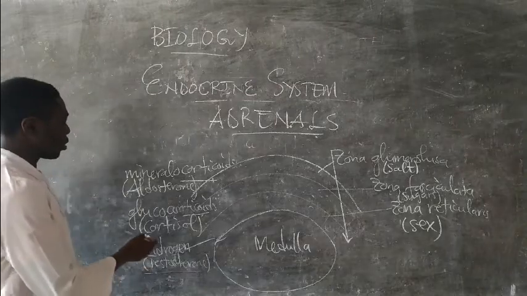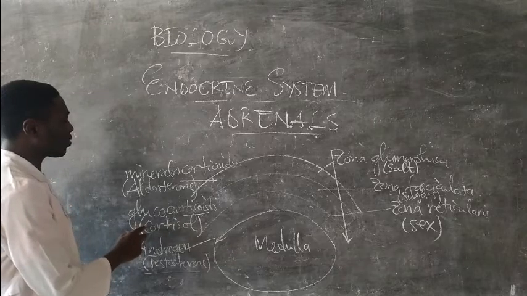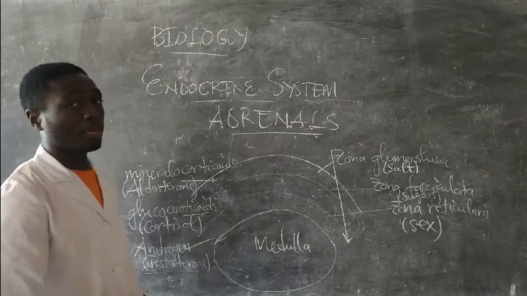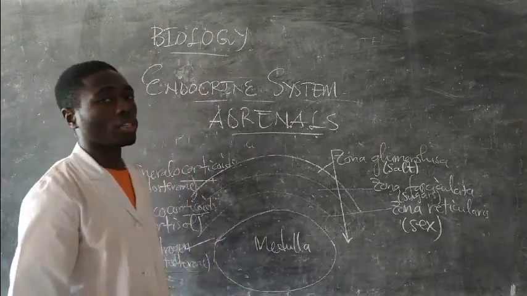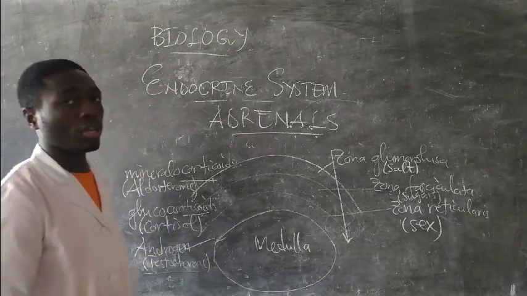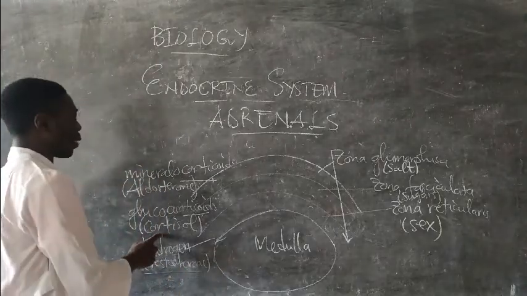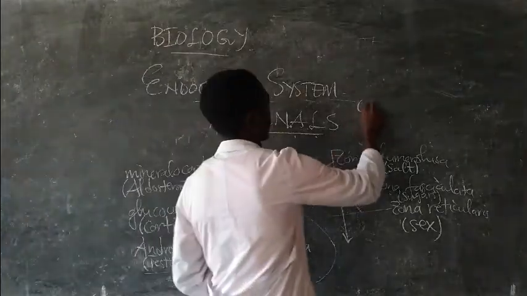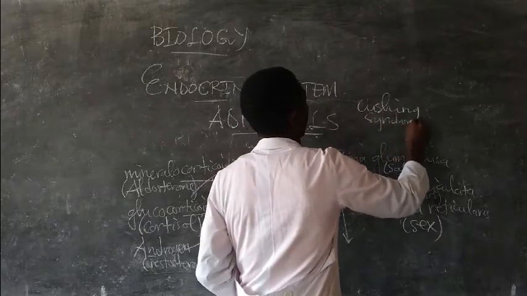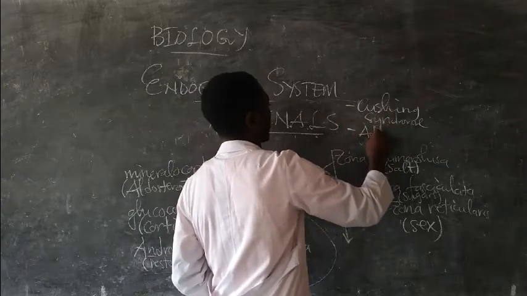Now, when somebody has a very high level of secretion of glucocorticoids, of cortisol, for example, the person is going to experience what we call Cushing's syndrome. And a lot of secretion of aldosterone is going to lead to what we call Addison's disease. So Cushing's syndrome is for hyperproduction of cortisol, and for aldosterone we call it Addison's disease.